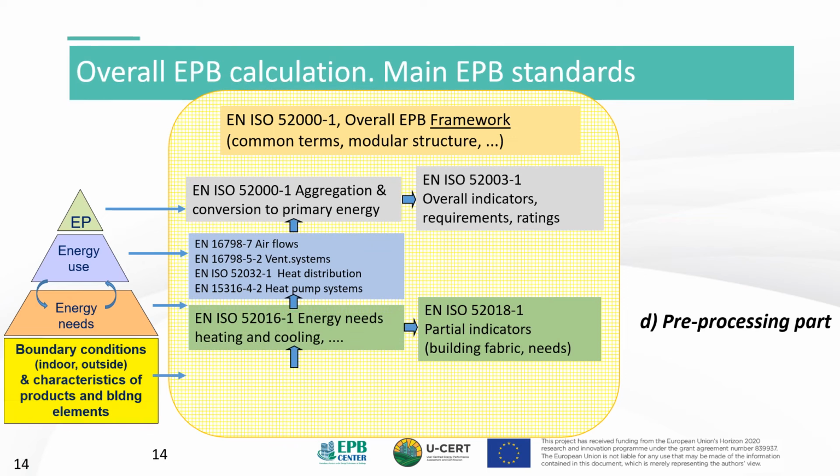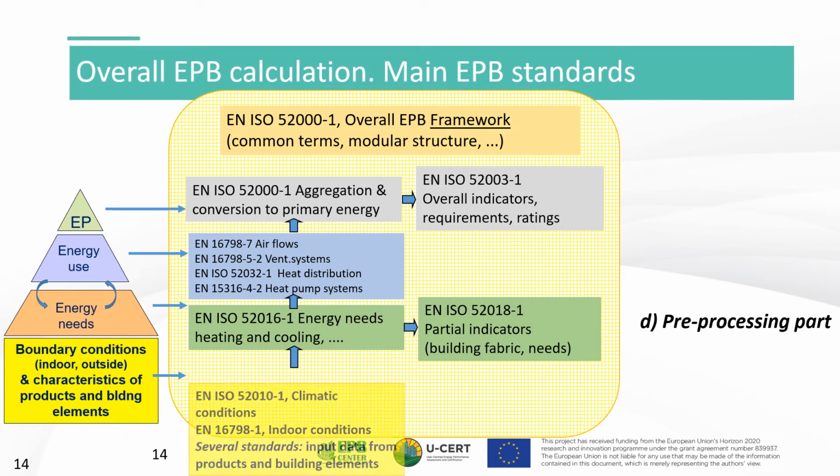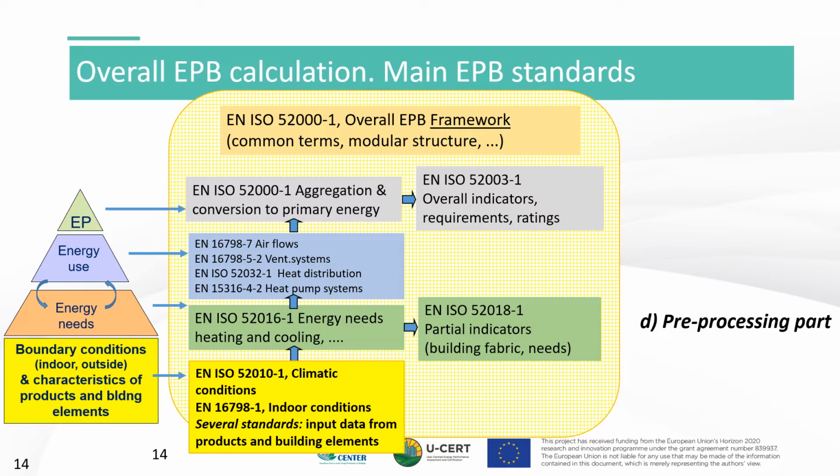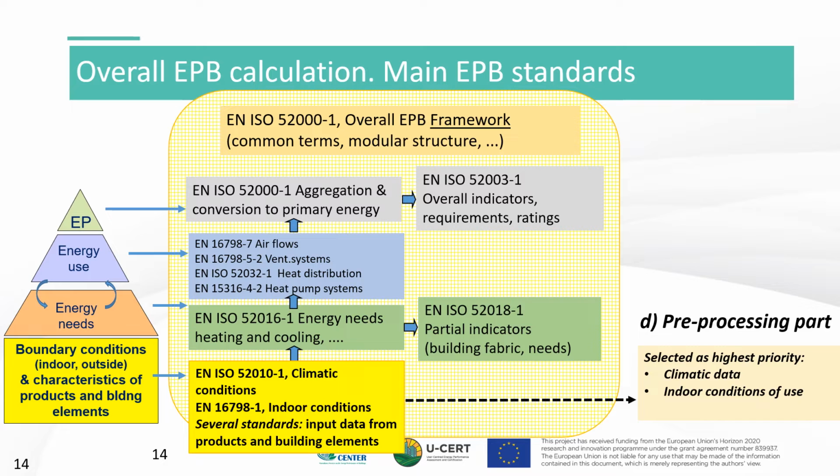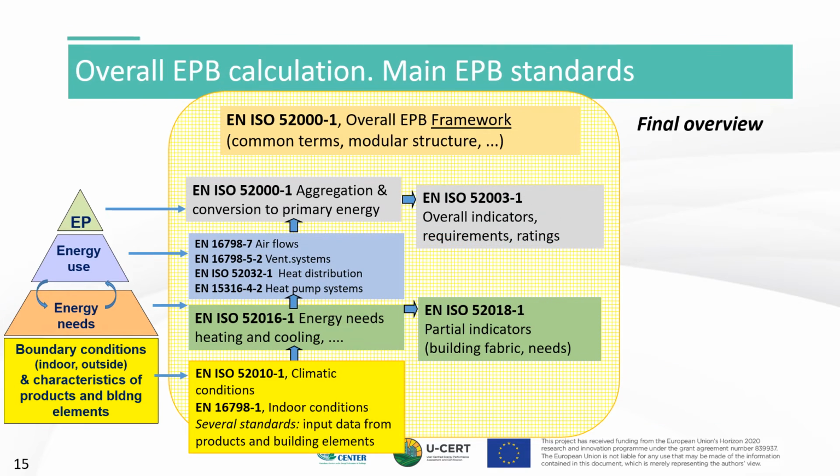Then finally we have the standards selected on the pre-processing, and those are the one on the climatic conditions, 52010 Part 1, and the European standard EN 16798 Part 1 on the indoor conditions. So as highest priority, these two have been selected. So here we have the final overview of the 10 selected EPB standards.